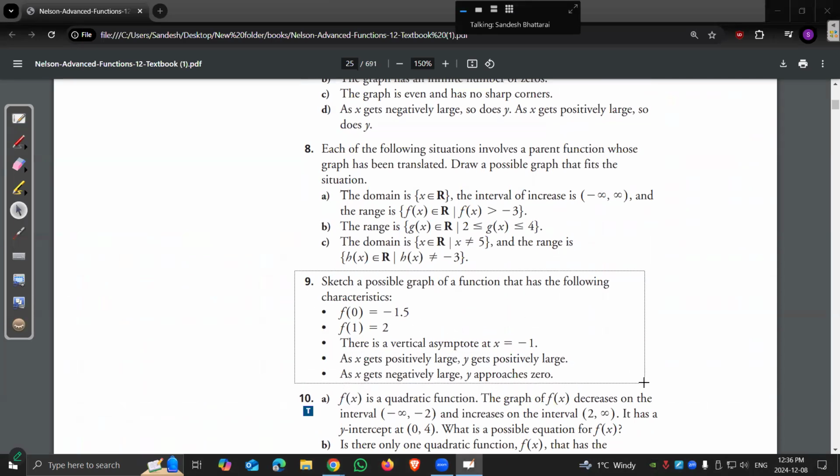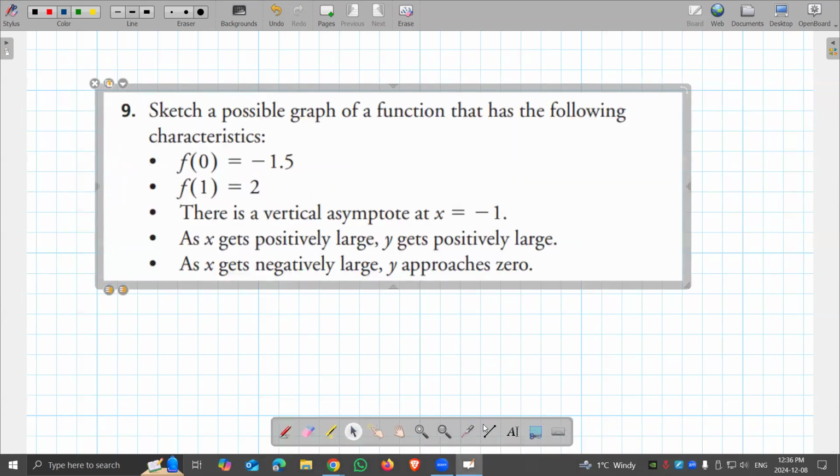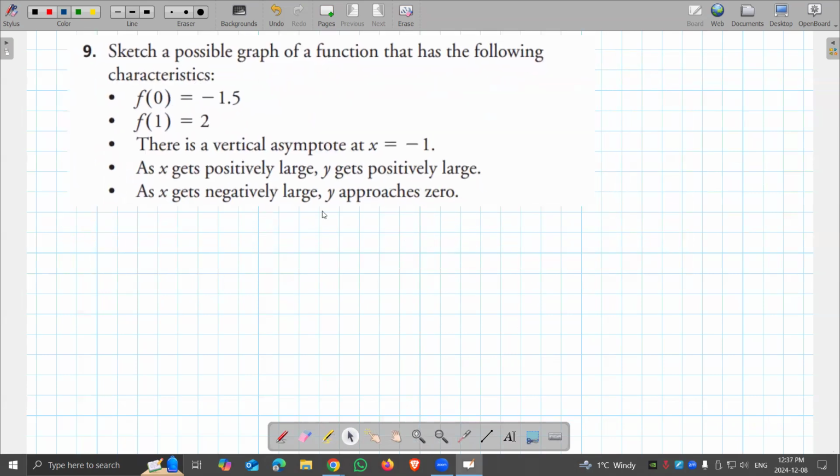It's the same kind of idea, but here it's even more difficult because they haven't told us what the domain and range is. So it says sketch a possible graph. All right, let's try it. f of 0 is -1.5, so your y-intercept is at -1.5. f of 1 is 2. So we know our plot goes through this point and goes through this point. Furthermore, it says there's a vertical asymptote at -1, so there's an asymptote here.